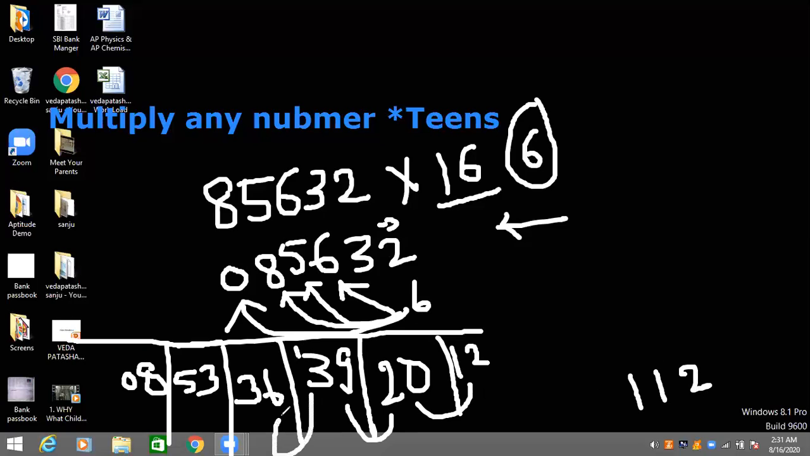4 plus 6 is 10. 0 is written in the answer. 1 is given to the next number. Then 3 plus 1 is 4... 7. Then 8 plus 5 is 13. Answer is 1370112.